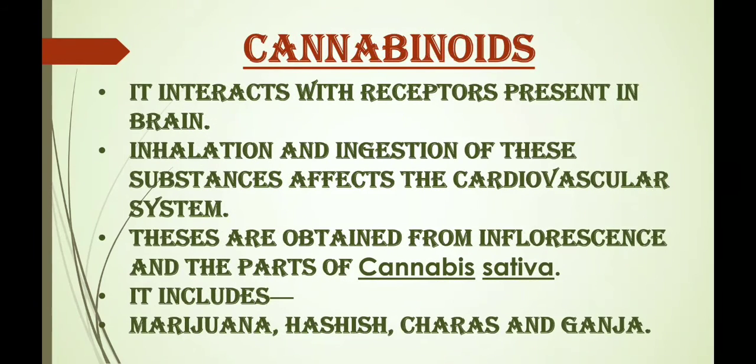Next is cannabinoids. It interacts with receptors present in brain. Inhalation and ingestion of these substances affects the cardiovascular system. These are obtained from inflorescence and parts of Cannabis sativa. It includes marijuana, hashish, charas, and ganja.